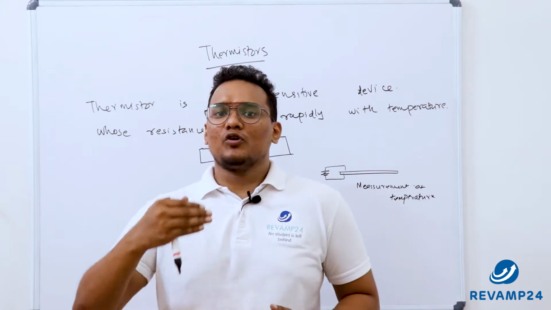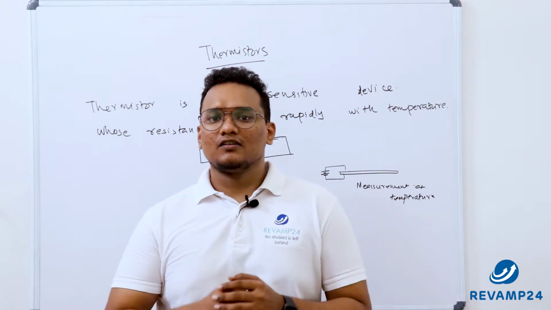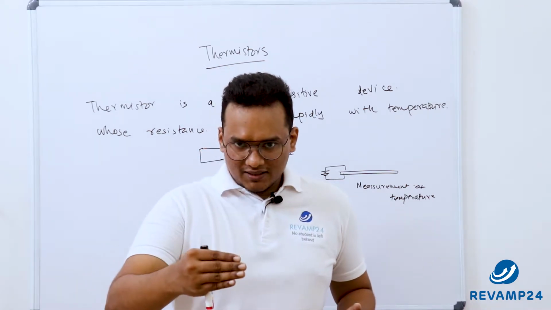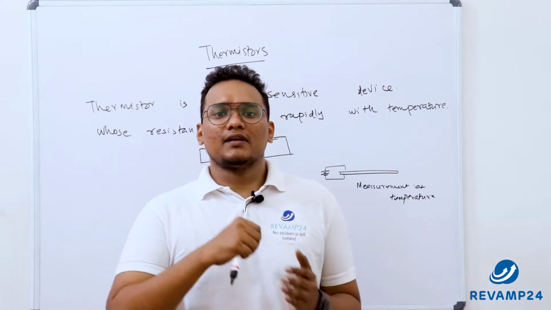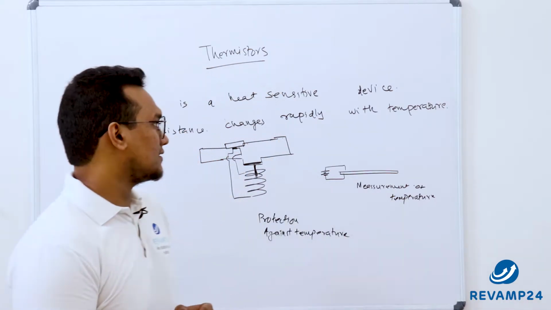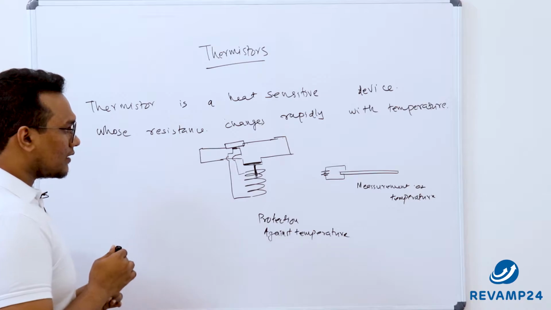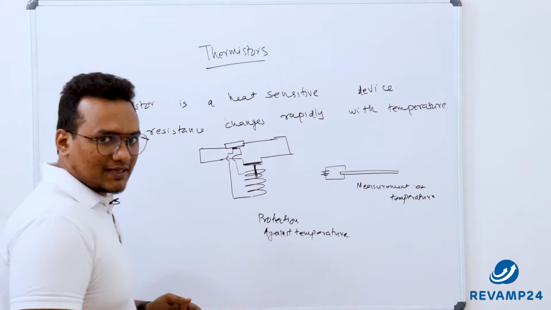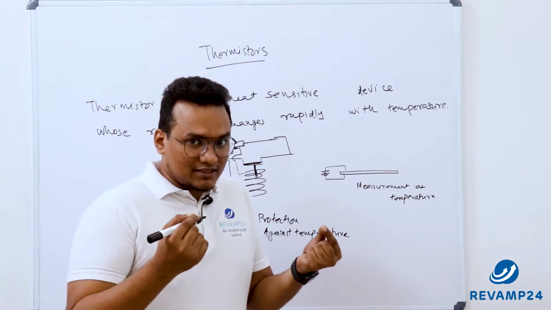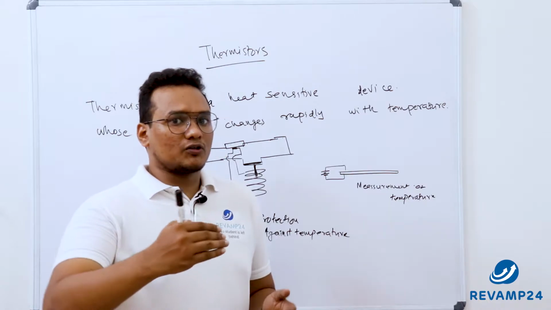In this video, I am going to explain to you about thermistors. Thermistors are nothing but elements with higher temperature dependence over resistance. Now, we know that with conductors, when temperature increases, resistance will also increase.